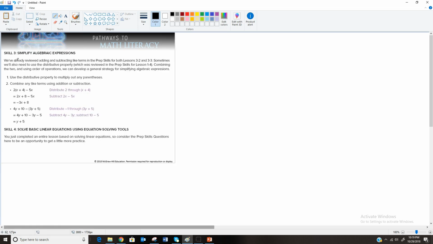So right here then, one of the other skills that we need for this lesson is being able to simplify algebraic expressions. So we're going to start with an expression such as 2 times x plus 4 minus 5x. Now this isn't an equation because I don't have it equal to anything. It's like one side of an equation. So I want to simplify this so that it looks a little bit nicer. So I could distribute. In this case, that would be 2x plus 8 minus 5x. And then we're going to combine the like terms. So we have -3x plus 8.